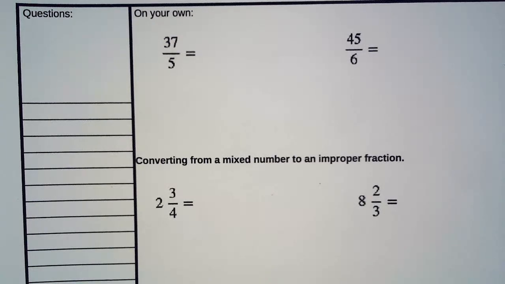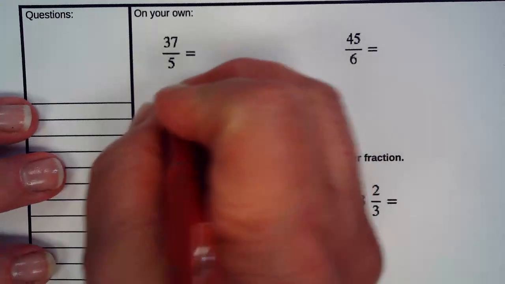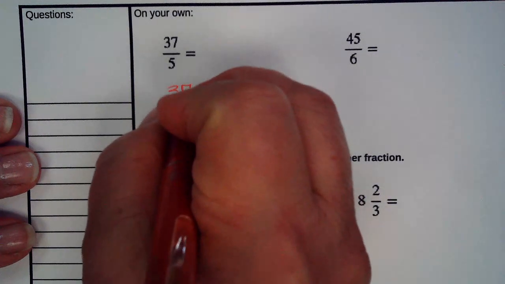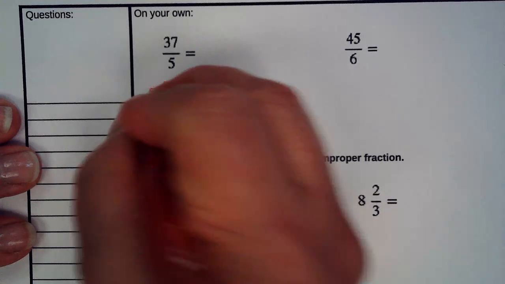Okay, the next one. Can you set it up? Can you do it on your own? Pause the video and set the next one up. I do hope you tried to do it on your own. So I'm going to take 37 and I'm going to divide it by 5.